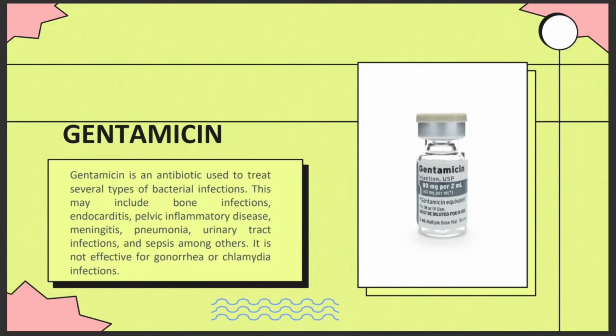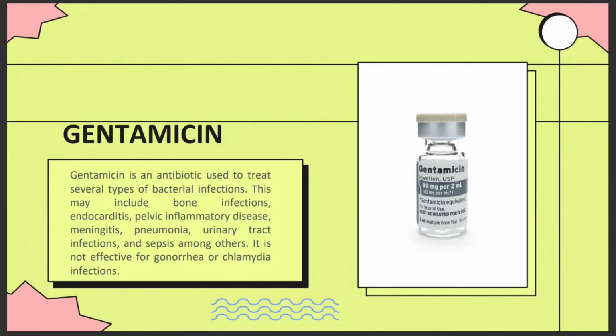Next, we have gentamicin. It is an antibiotic used to treat several types of bacterial infections that may include bone infections, endocarditis, pelvic inflammatory disease, meningitis, pneumonia, urinary tract infections, and sepsis, among others. In veterinary medicine, gentamicin is used mainly as a solution for injection for pigs, cattle, and horses, and as an oral solution for poultry.